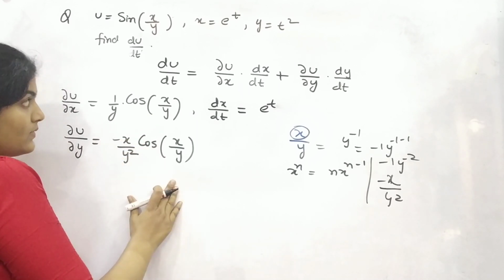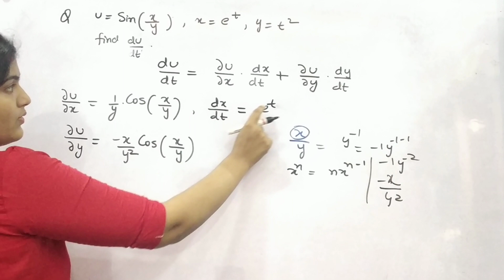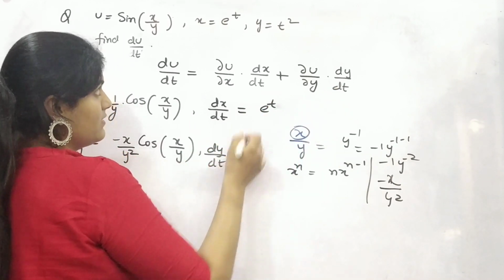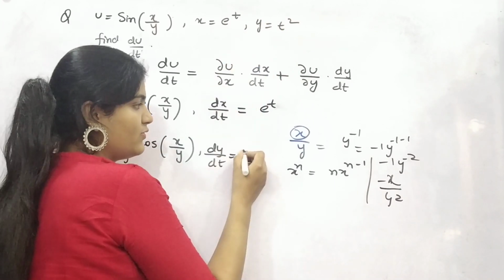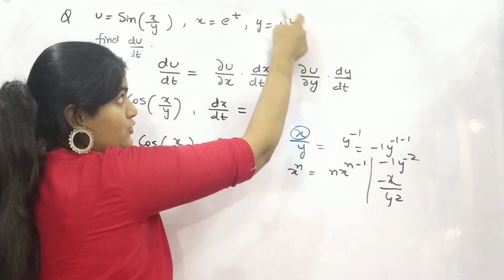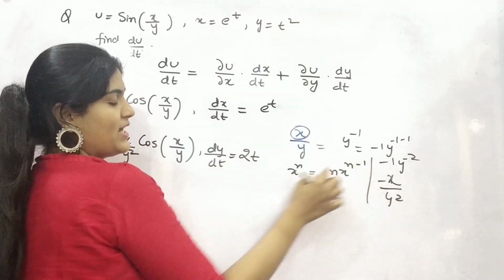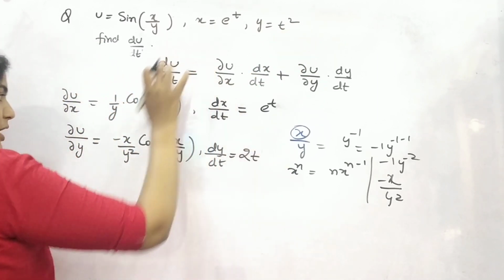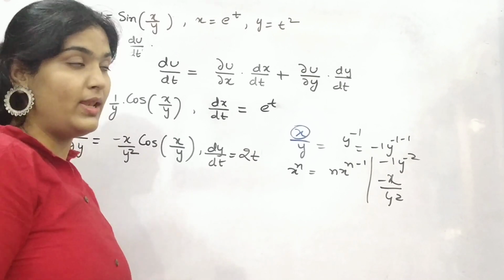Okay, now you have to find the total differentiation of y with respect to t. y is t square, so it would be simply 2, and subtract 1 from the power, right? 2t. Now apply all these values into the formula.